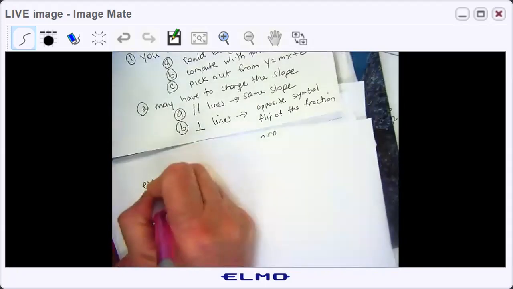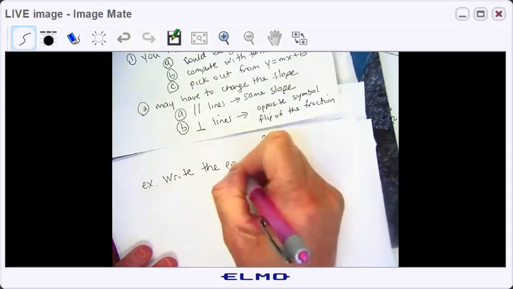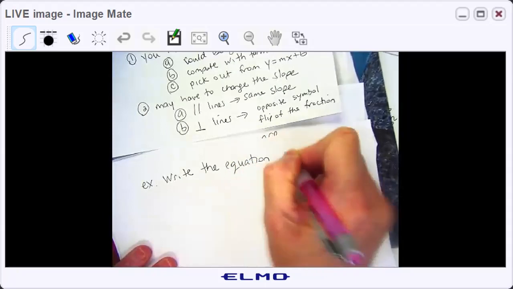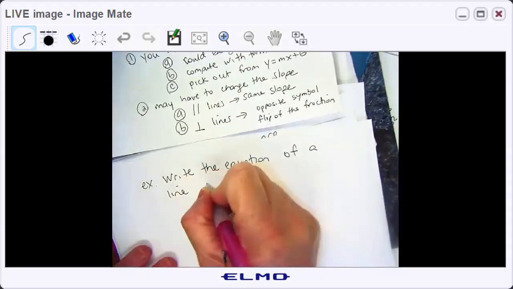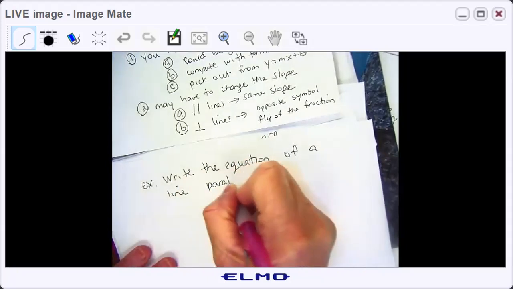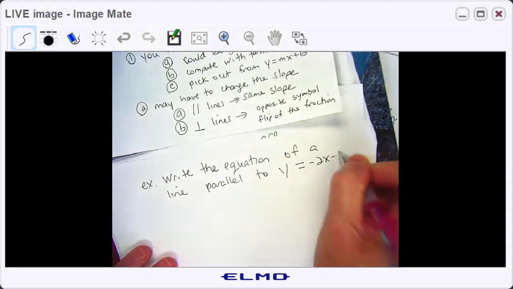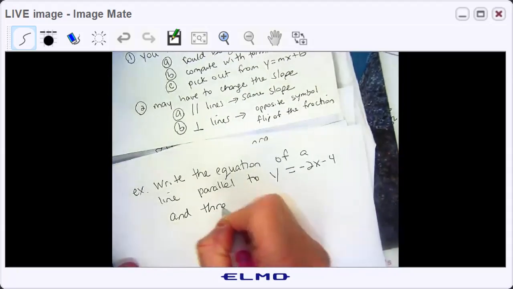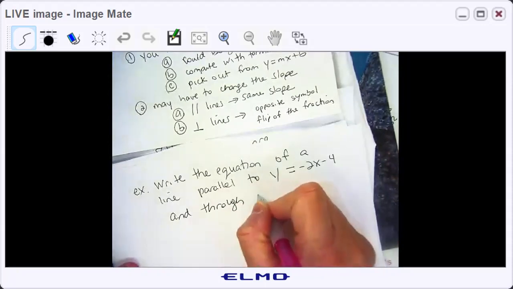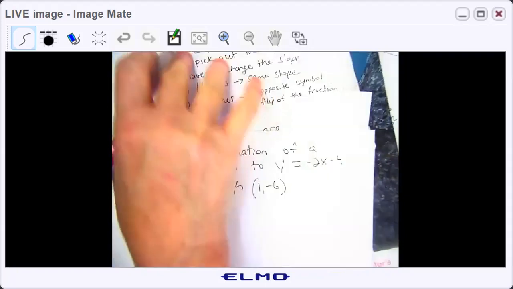Okay, here's a good example. Write the equation of a line parallel to y equals negative 2x minus 4 and through 1 comma negative 6. Now, before I even start the problem, sorry, let me move some of this out of the way.